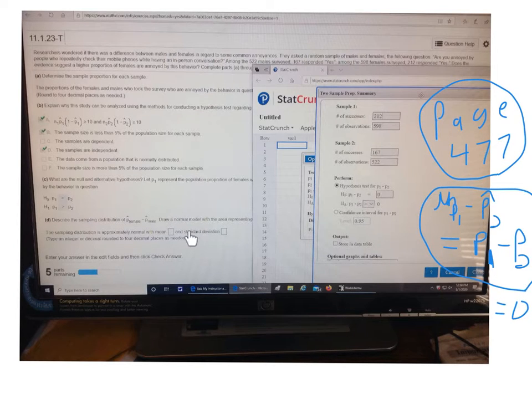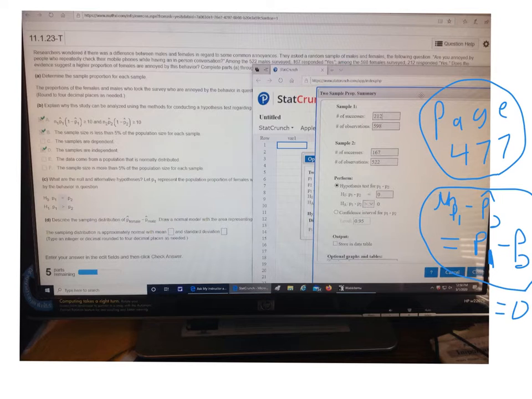Then you're asked about finding the standard deviation, the critical value, and the p-value. You can do these by hand. They give the formulas. You can use your calculator or StatCrunch. If you look in your book on page 477, they give you step-by-step directions on both. I'm just showing you how to use StatCrunch.